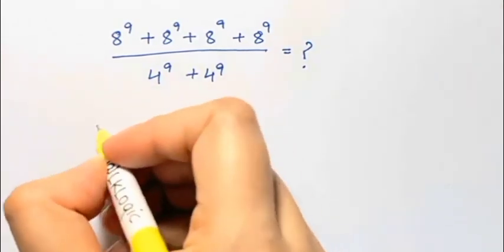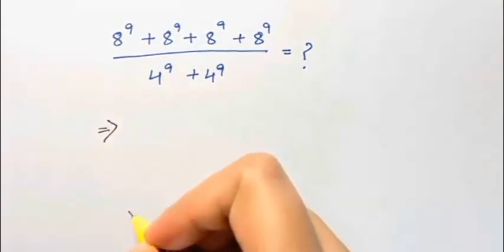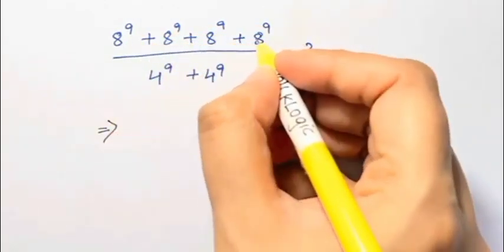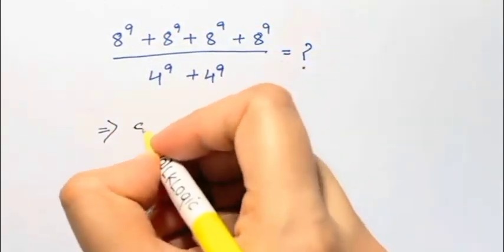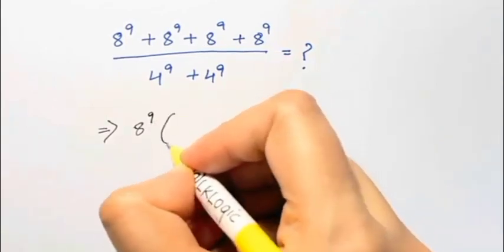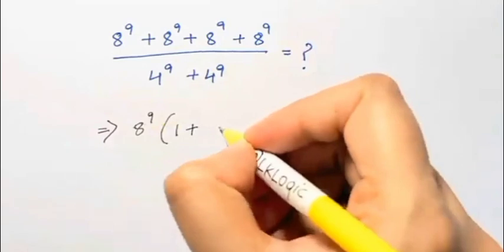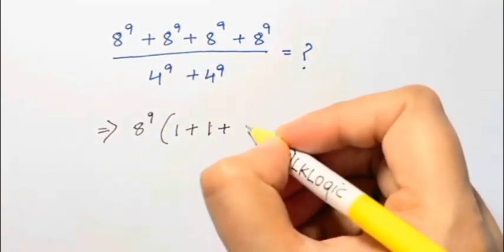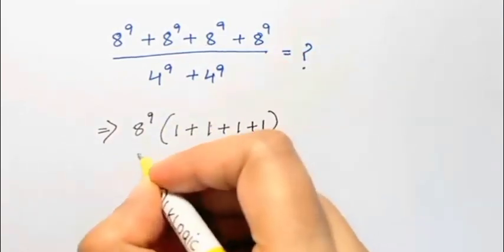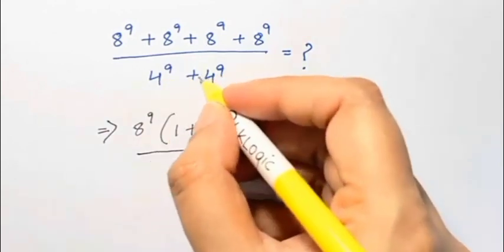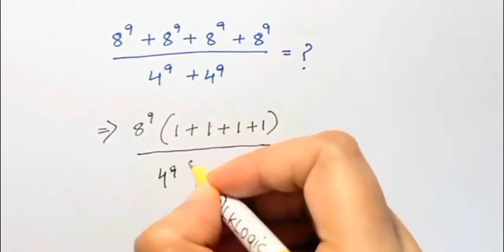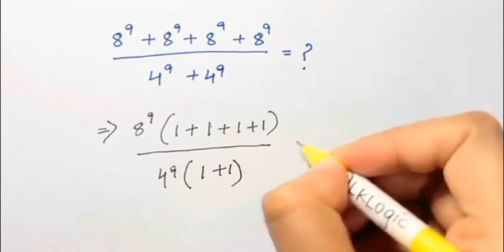So let's see. The first step, what we're going to do is, everywhere you have 8 to the 9s, let's take it out common: 8 to the power of 9. Then what is left? If you divide this by this, 1. Same way, divide this by this, 1. This by this, 1. And again 1. Then you have 4 to the power of 9. Take it out common. So you're left with 1 plus 1.